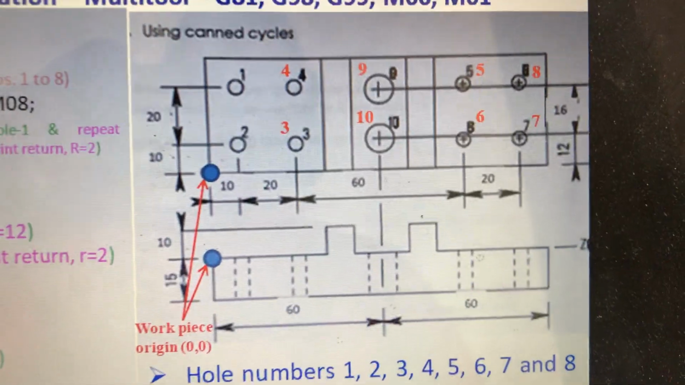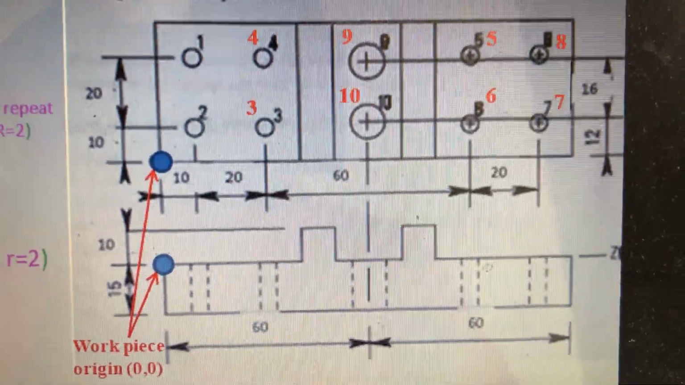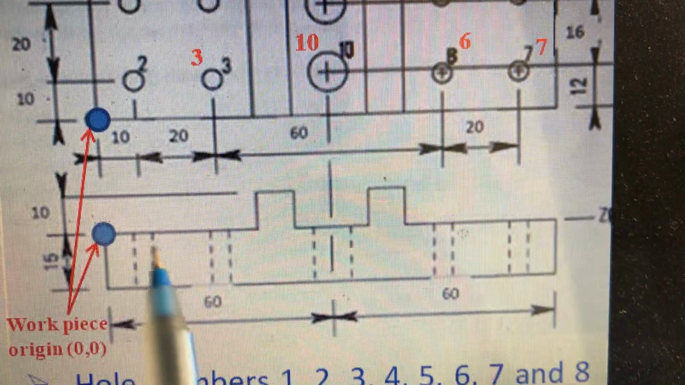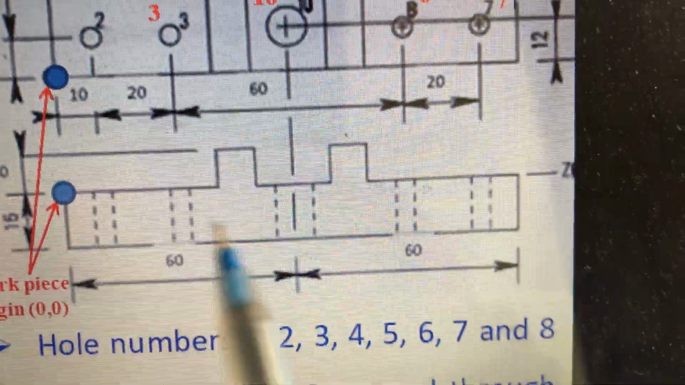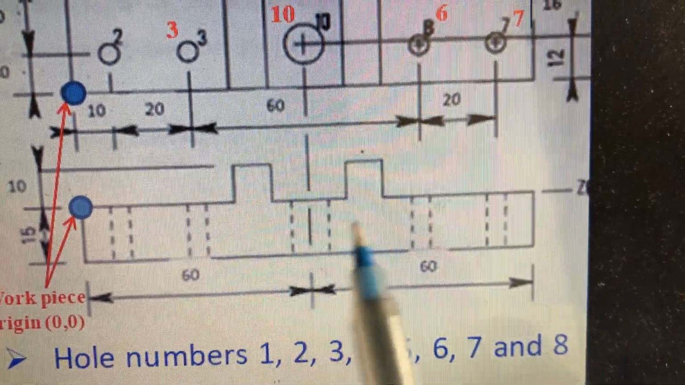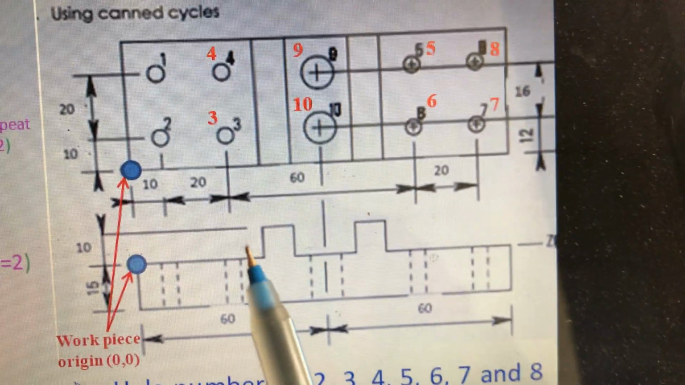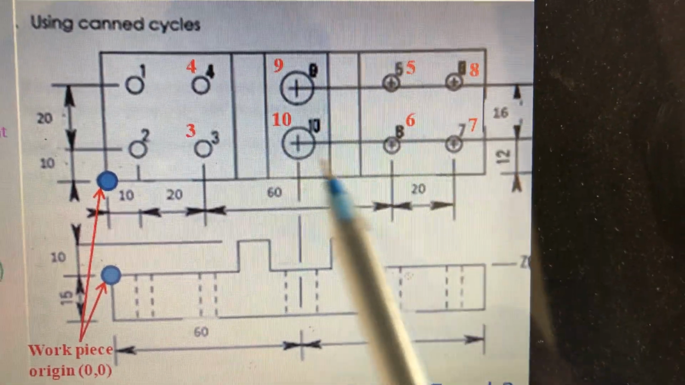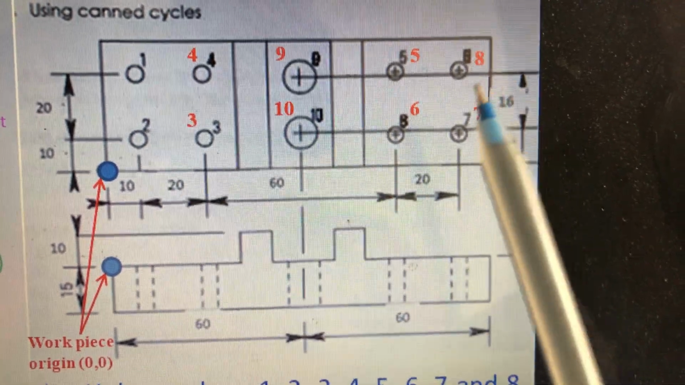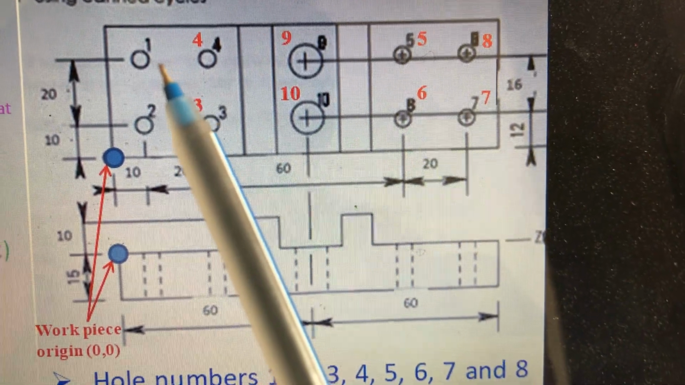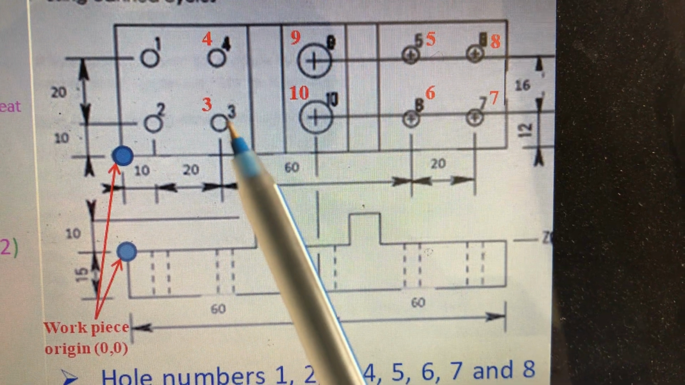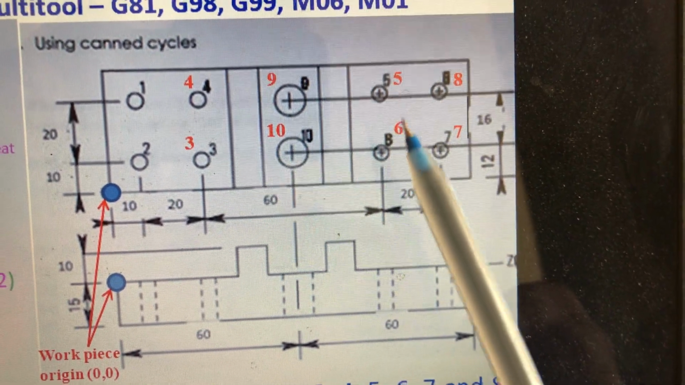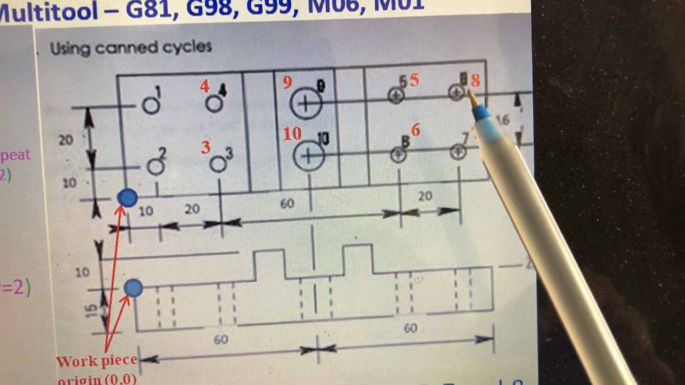See, this is the product. In this product, this is the profile, how the workpiece looks. This is a projected area at two places, and it has around 10 holes. Out of 10 holes, 8 holes are of the same diameter. Hole number 1, 2, 3, 4, and 5 is here, 6, 7, 8.